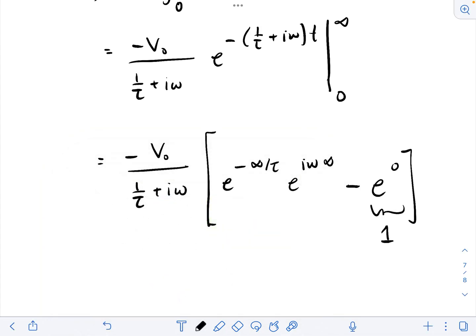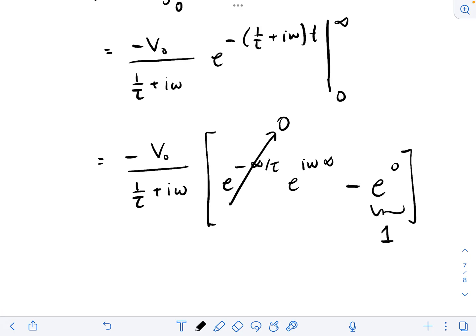E to the I omega times infinity, well, if we think about that, e to the ix we could write as cos x plus I sine x, and the cosine and the sine functions are going to oscillate between plus or minus 1. So we don't know what this e to the I omega times infinity is going to actually evaluate to, but it's going to be something between plus and minus 1 with a real component and an imaginary component. On the other hand, e to the minus infinity over tau, no matter what tau is, as long as it's not infinity, this exponential is going to go to 0. So 0 times something that's between plus and minus 1 and plus or minus I, that's all going to be 0.